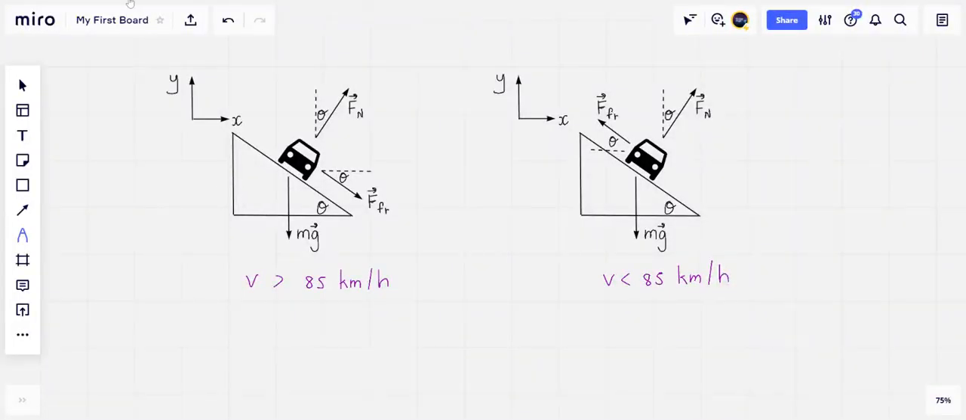For this problem on the topic of gravitation, we are told that a curve of a radius 78 meters is banked for a speed of 85 kilometers an hour. The coefficient of static friction is 0.3, and we want to know the range of speeds that a car can have to make this curve safely.